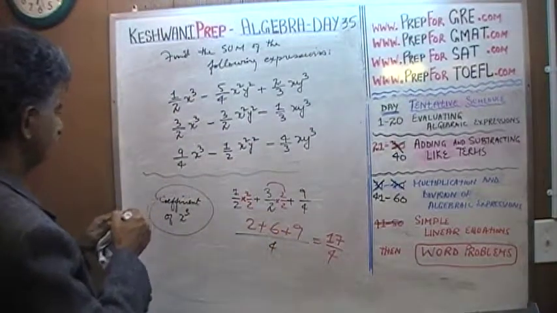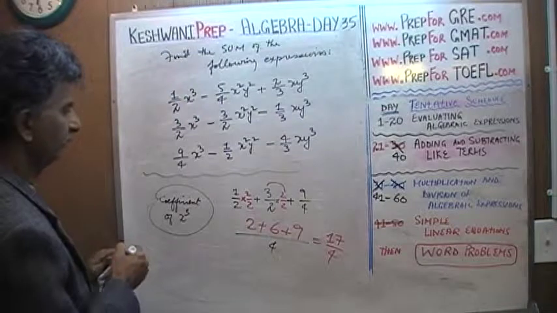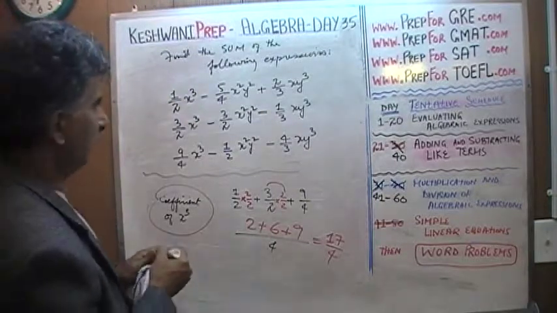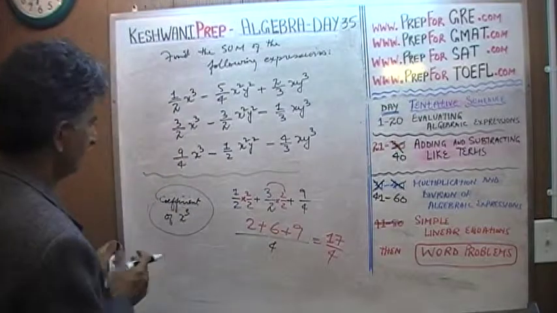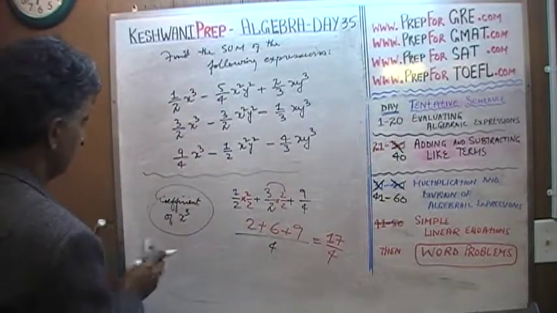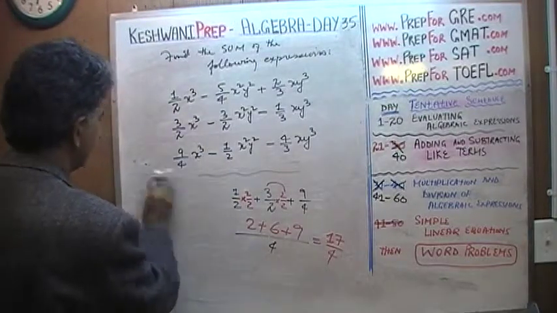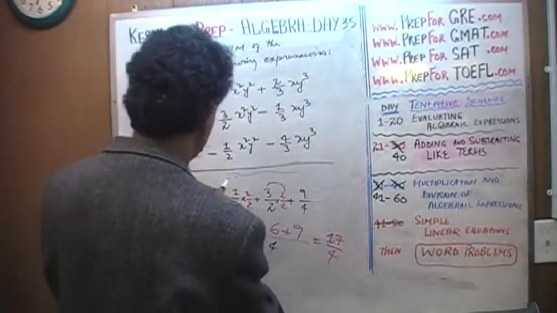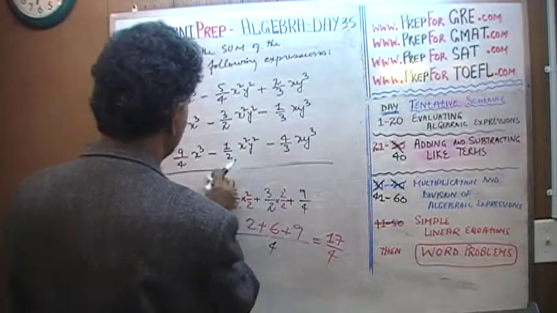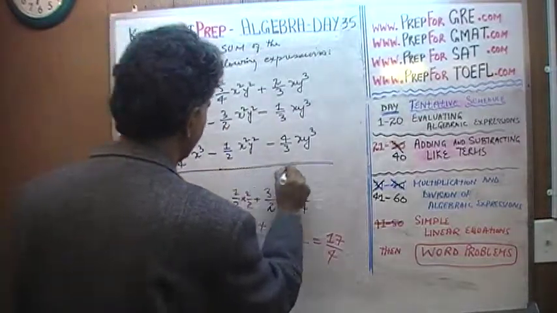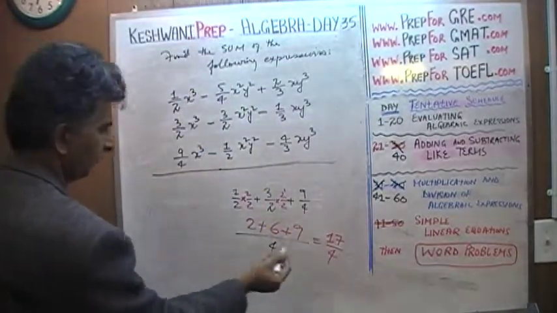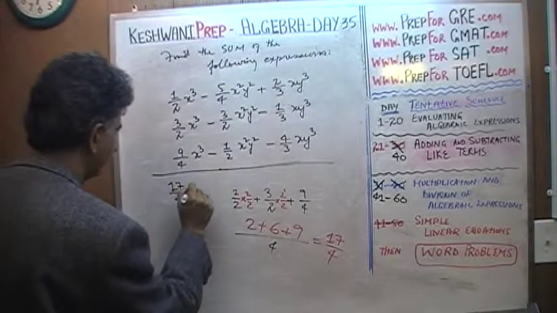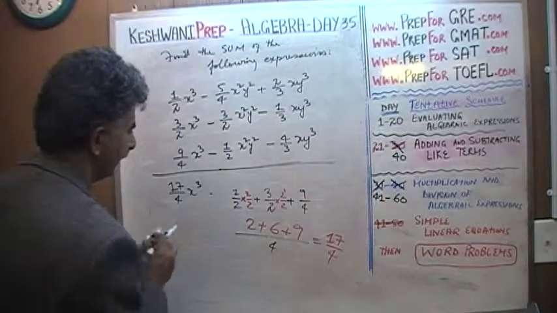Let's make a note of it. The coefficient of x cubed is 17/4. Where should we write it? Technically, it should go underneath this column. When we add up these three expressions, we come up with 17/4 x cubed. It goes here.